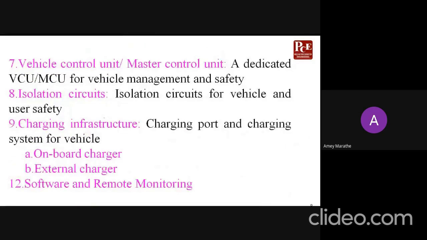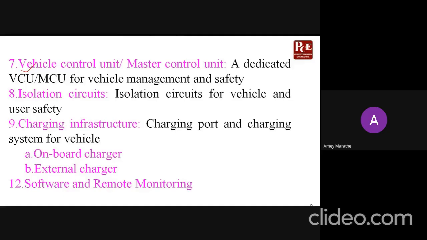Before moving forward, I will just complete this and then maybe I will go back to take questions. As I said, the ECU will be replaced with the VCU. So we have the vehicle control unit, or something which is called the master control unit. It is also called MCU.